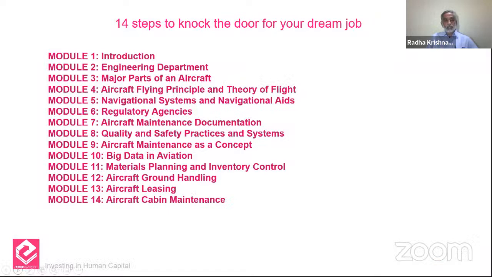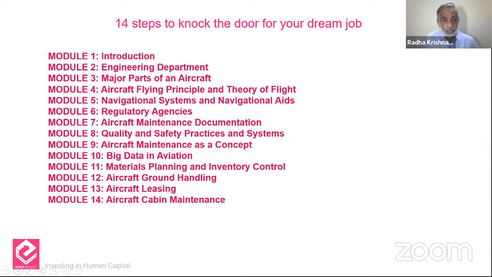Just for your information, look at the kind of syllabus we have created. This syllabus is covering 14 aspects, starting from an introduction of why you have to get this information, then different departments in a major airline, how parts of the aircraft can be controlled, aircraft flying principles and theory of flight, and many things related to the safety aspects of it, navigation systems and navigational aids, regulation practices, regulatory agencies, aircraft maintenance documentation, quality and safety practices, aircraft maintenance as a concept. It's a concept. Aircraft maintenance is not just fail and fit. It is not fail and fit anymore. We have to analyze the data streams available all over the aircraft. That big data has to be analyzed. So there is big data in aviation, to be analyzed by people who are quite capable of doing that by analytical methods.